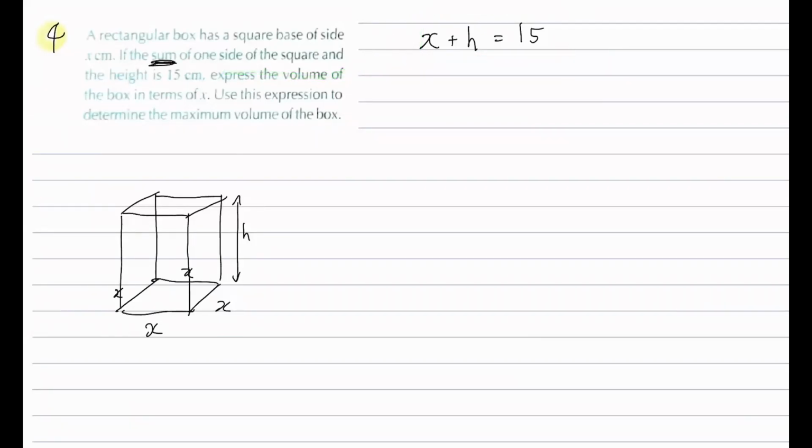Okay, then express the volume of the box in terms of x only. Sorry, x, not h. In terms of x only. So what's the volume? Let V cm cube be the volume of the box. Sorry, I didn't write that down. So what's the formula?